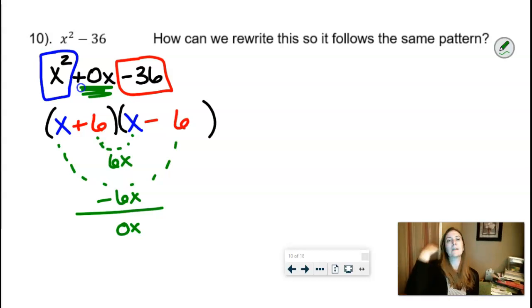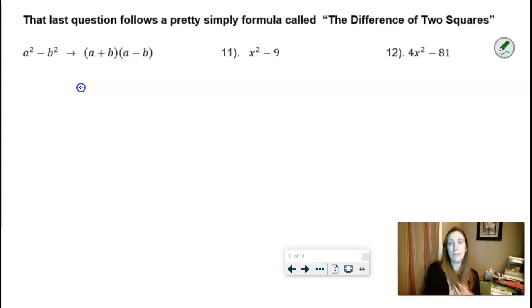So you're probably thinking like, ugh, do I have to write that out every time? Like, I have to rewrite it with a 0x in the middle? And the answer is no, because this is a very special pattern. This is my favorite pattern in factoring. It's called the difference of two perfect squares. So you'll notice it's on your factoring flowchart.